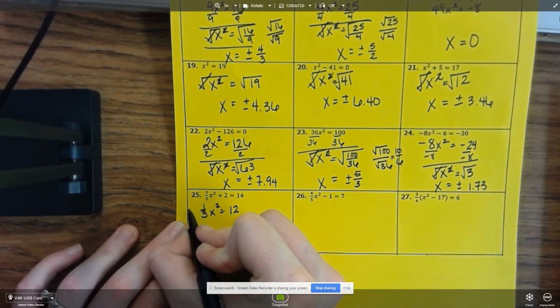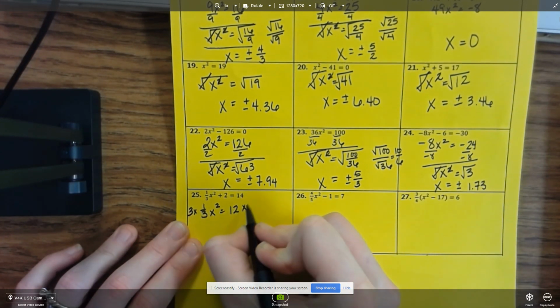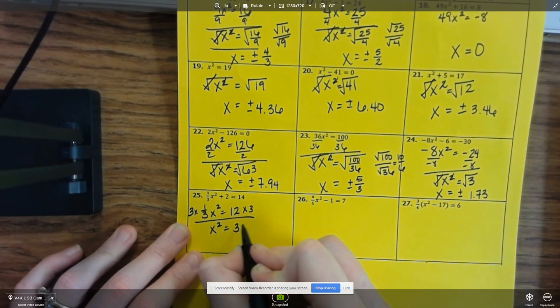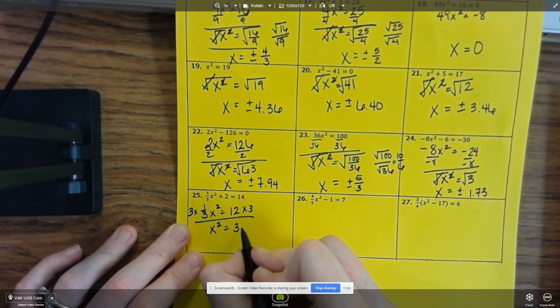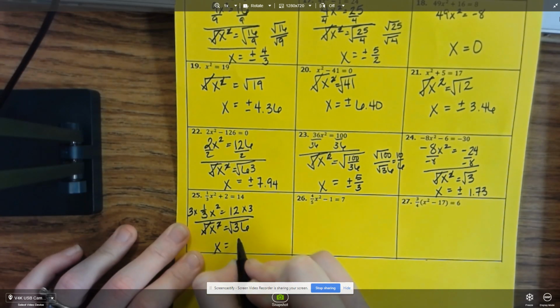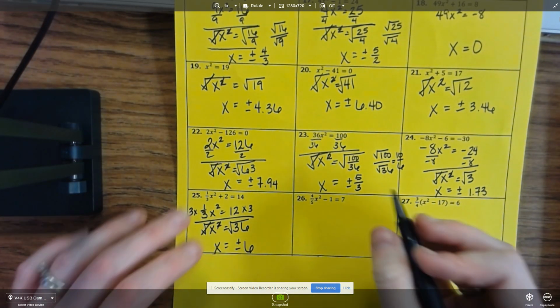All right, so down here we've got a third x squared, and that's going to equal 12. A third, to get rid of that, you can multiply by 3. So x squared equals 36, square root. So x equals a positive negative 6.